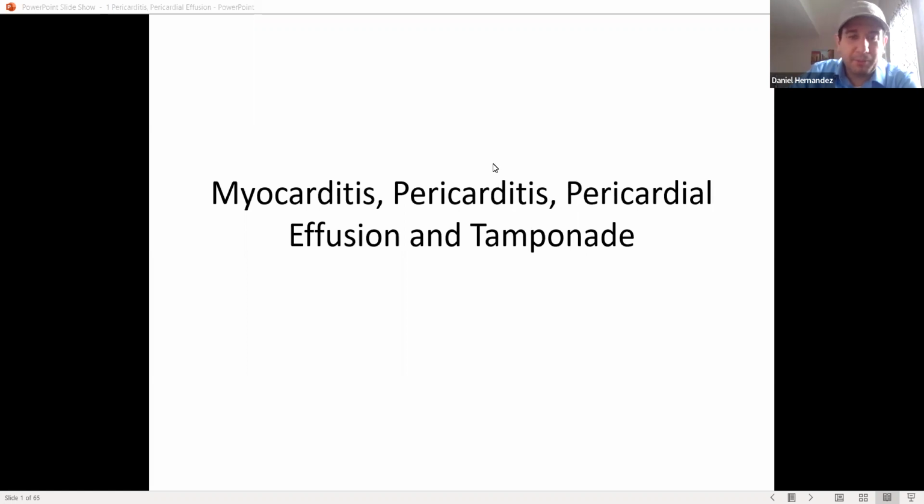We learned already about restrictive cardiomyopathy and how it has some similar characteristics to patients who have pericarditis, in that there's impaired ability of the heart to relax during diastole. The difference is that with restrictive cardiomyopathy, the issue was within the myocardial layer, whereas with constrictive pericarditis, it's an issue with the pericardial layer.